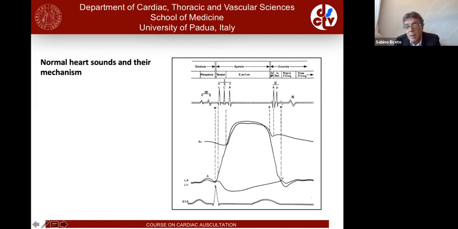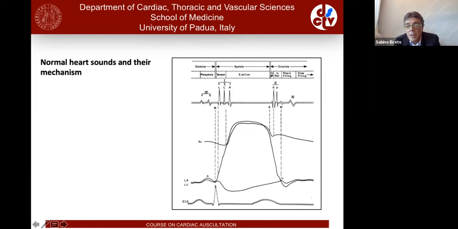The second sound is the closure of the aortic and pulmonic valve, and it occurs when ventricular pressure goes down, down, down, down, below the aortic pressure. And when the aortic pressure exceeds the left ventricular pressure, then the aortic or the pulmonic valve closes, producing the second sound. But we have two additional sounds that are the third and the fourth.